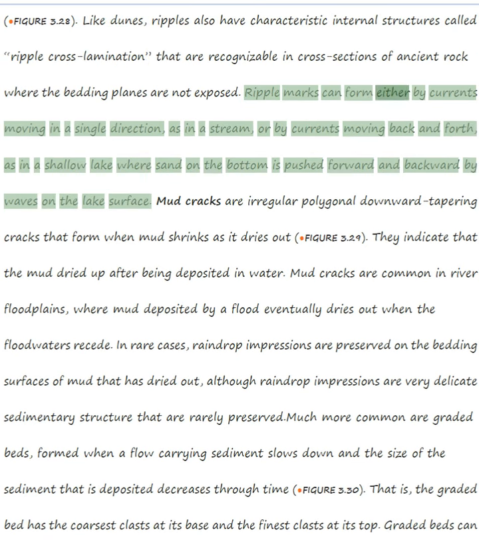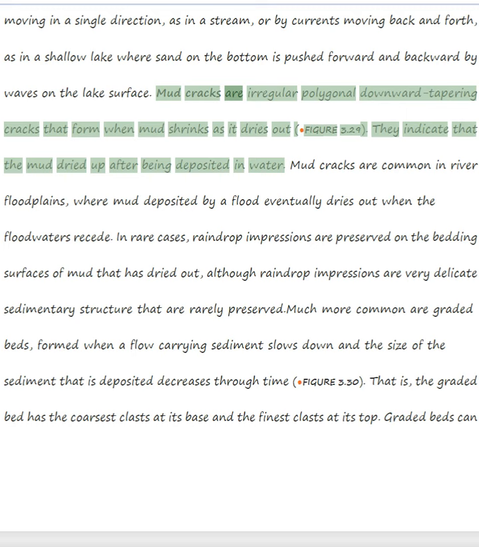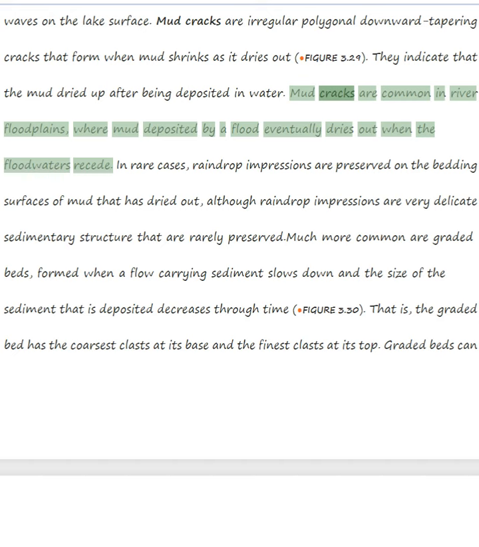Ripple marks can form either by currents moving in a single direction, as in a stream, or by currents moving back and forth, as in a shallow lake where sand on the bottom is pushed forward and backward by waves on the lake surface. Mud cracks are irregular polygonal downward-tapering cracks that form when mud shrinks as it dries out. They indicate that the mud dried up after being deposited in water. Mud cracks are common in river floodplains, where mud deposited by a flood eventually dries out when the floodwaters recede.